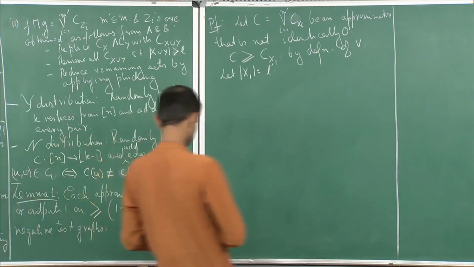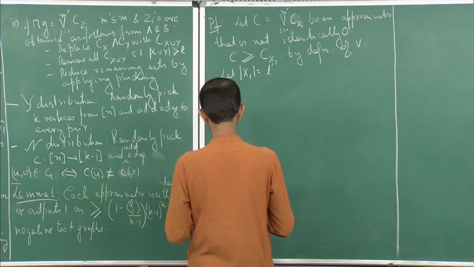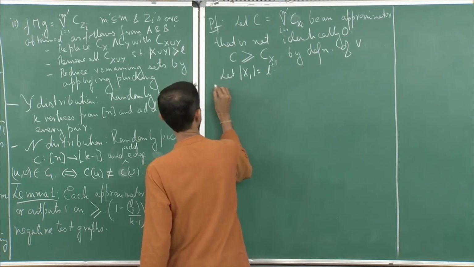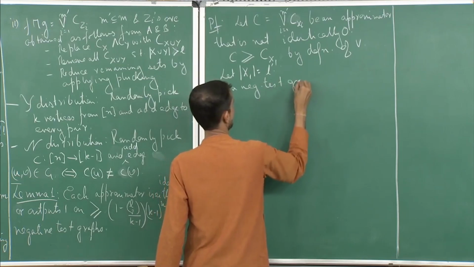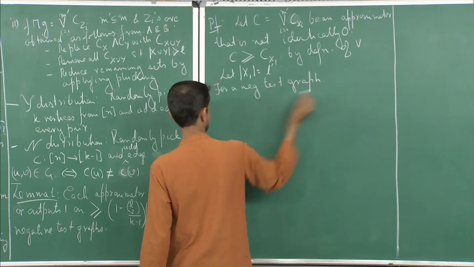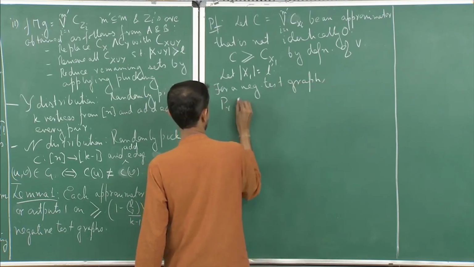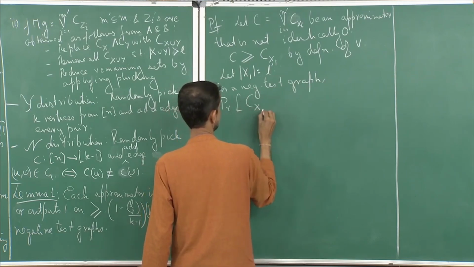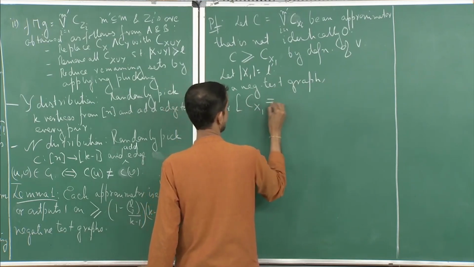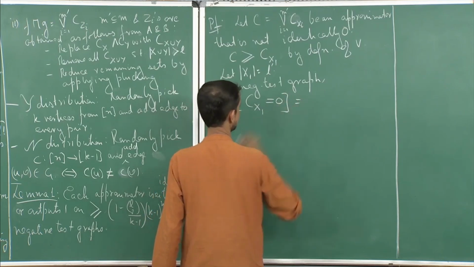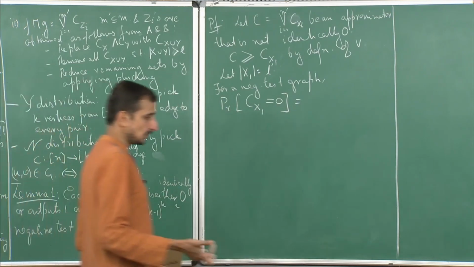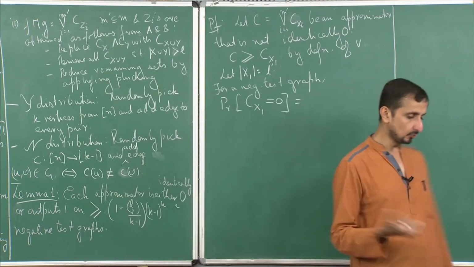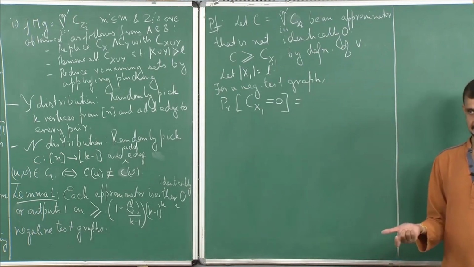For a negative test graph, what is the probability that Cx1 is equal to 0? When is Cx1 equal to 0? Cx1 is 0 if x1 does not form a clique. When will x1 not form a clique? If, let us say, there are two vertices in x1 which are colored the same.